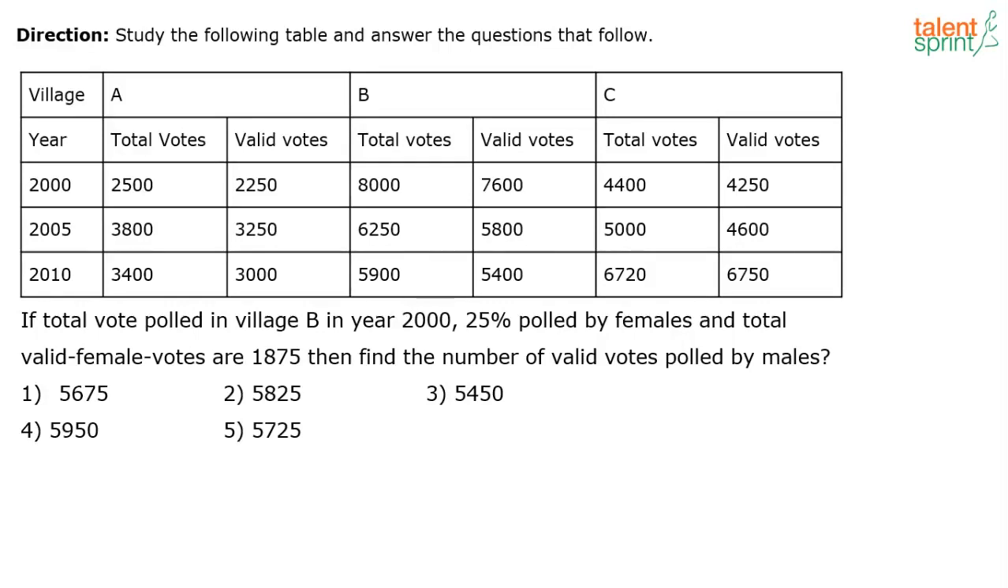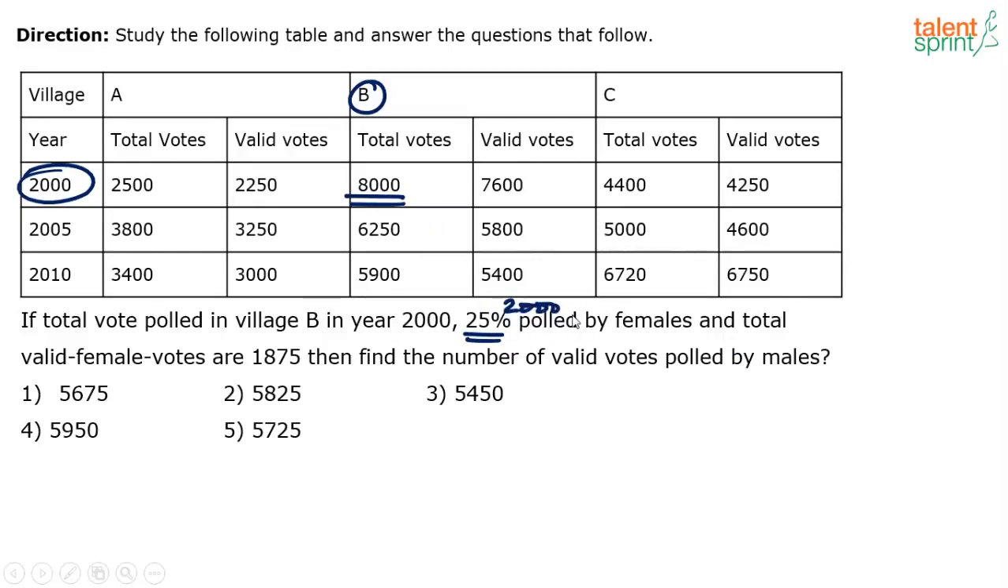All right. So what does it say? If of the total votes polled in village B in the year 2000, 25% were polled by females. So the total of village B in 2000 is how much? 8,000, right? Out of these 8,000, it says 25% were by females. These are total votes. What is 25% of 8,000? 25% of 8,000 is 1/4 of 8,000, which is 2,000.